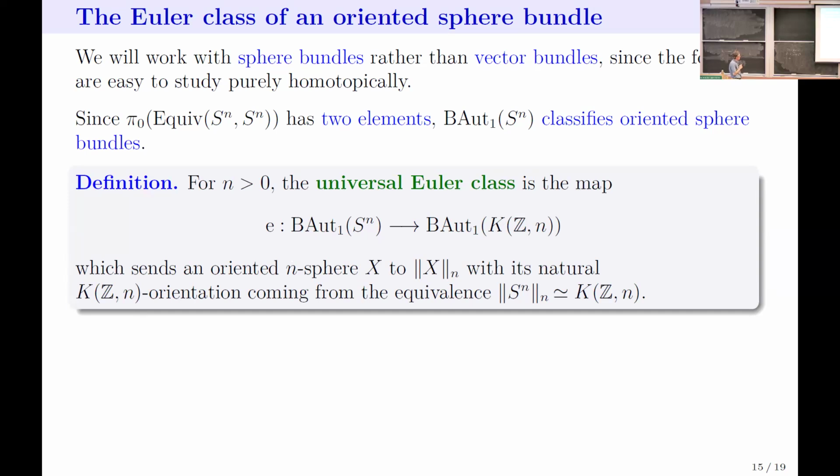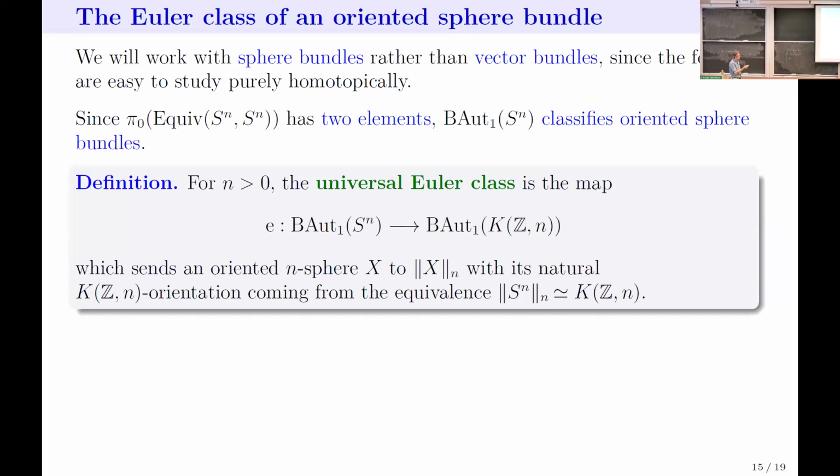And I'm going to define this map. I have to tell you what to do on an oriented n sphere. And all I'm going to do is n truncate it. If I have an n sphere and I n truncate it, I get something of the homotopy type of a KZn. And it's easy, just like in those other cases, to show that you get a KZn orientation coming from the standard equivalence like this. So this is a map.